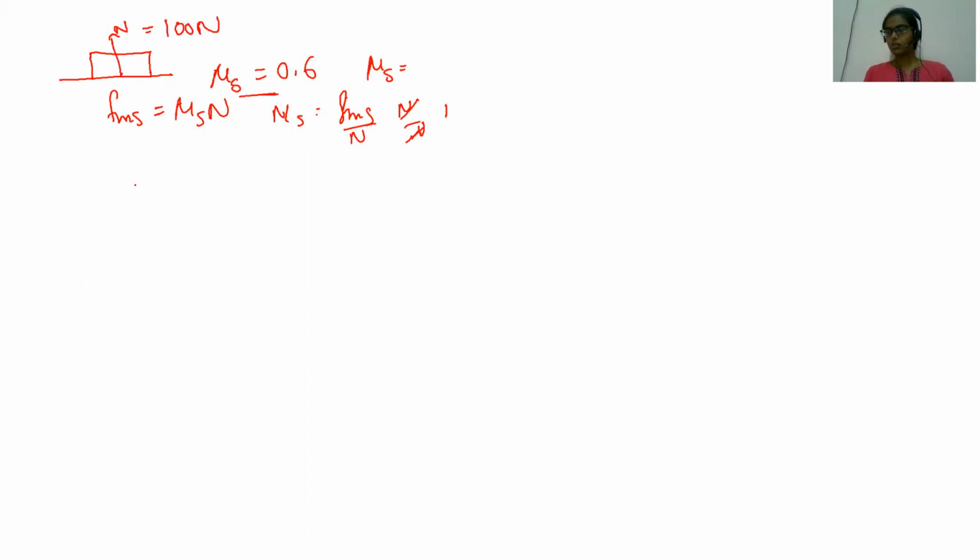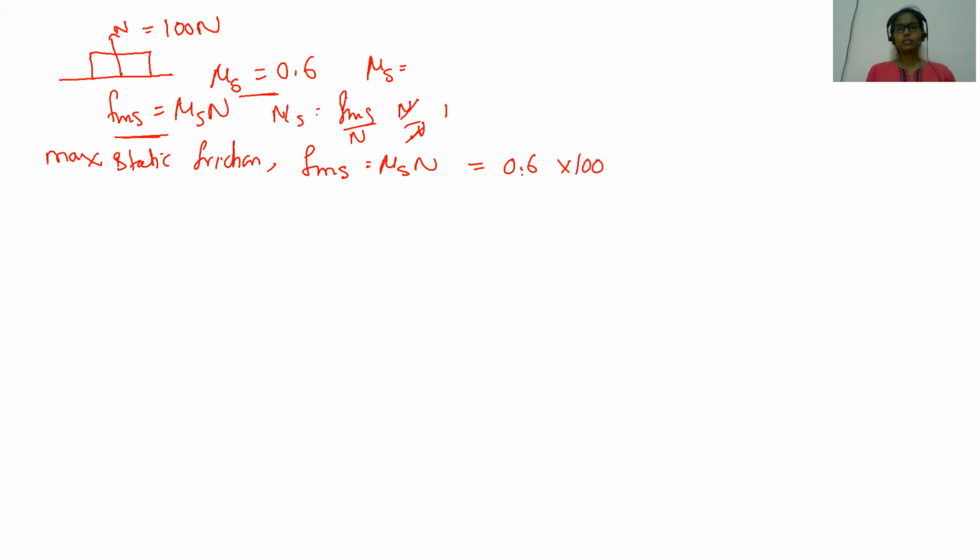Here, first question: find the maximum static friction acting on the block. So you need to find the maximum static friction, right, children? The formula is Fms equals mu s of N, where mu s is given as 0.6 and N is given as 100. So multiply: 0.6 times 100 gives 60 Newton. This is the maximum static friction.